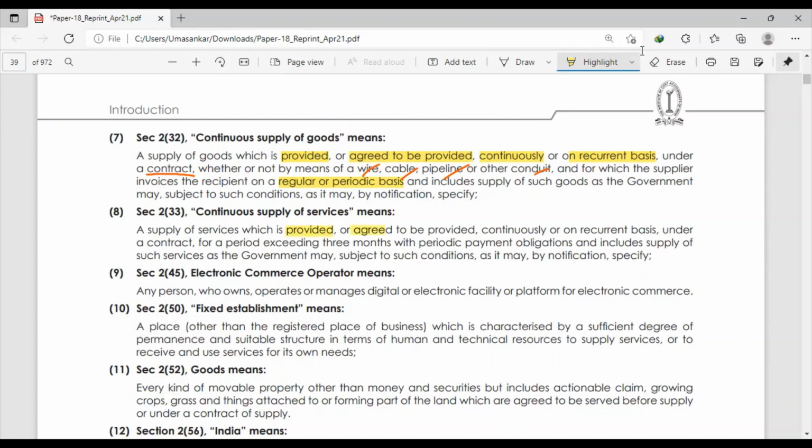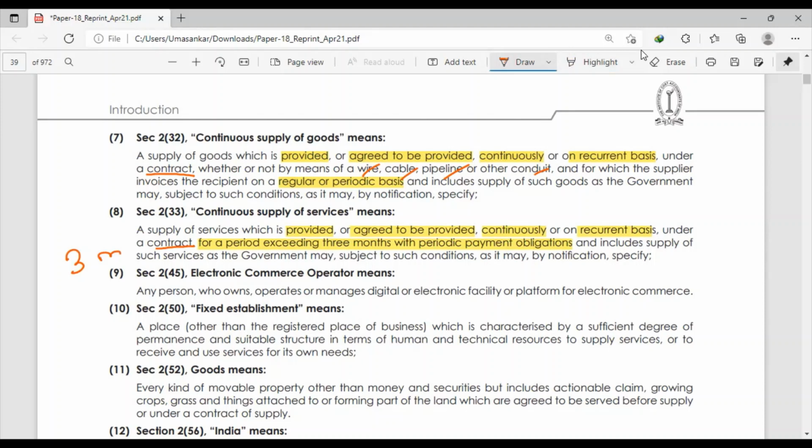Provided or agreed to be provided continuously or on a requirement basis under contract for a period exceeding 3 months. Okay, here it is important because it is continuous supply for a period exceeding 3 months with periodic payment obligations. A different point here is that a period exceeding 3 months is the more important condition. So the 3 month condition is there, and it must also be under a contract. For goods there is no such condition, but here the condition is that it must exceed more than 3 months.